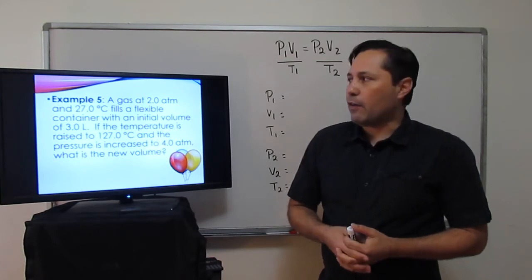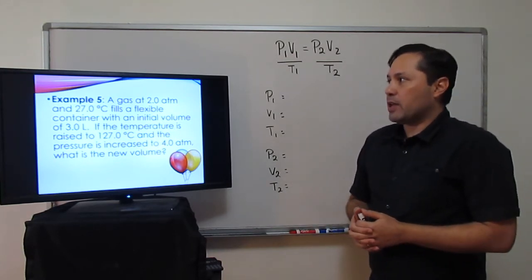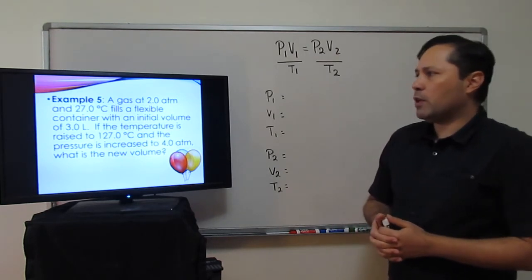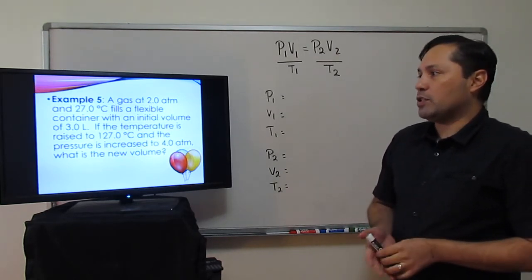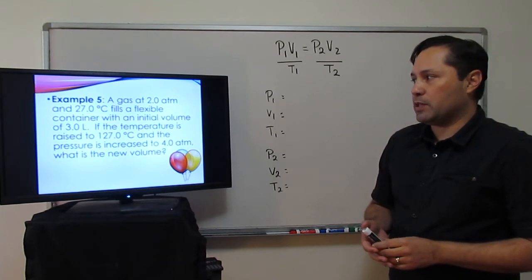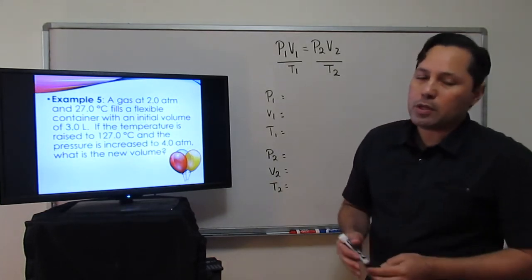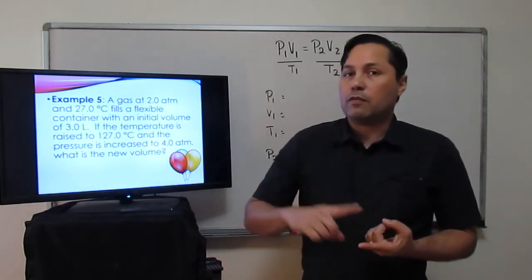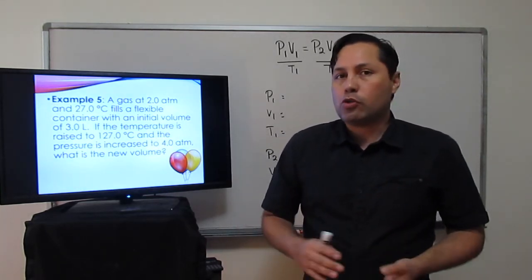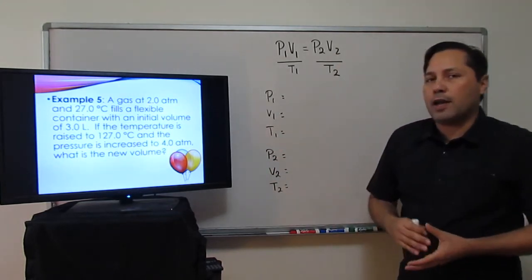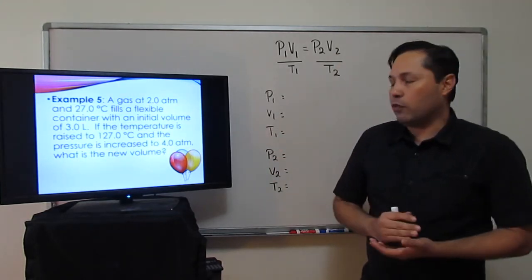In example 5, we're asked, a gas at 2 atm and 27 degrees Celsius fills a flexible container with an initial volume of 3 liters. If the temperature is raised to 127 degrees Celsius and the pressure is increased to 4 atm, what is the new volume? So we've got 3 things at play here. We've got volume, temperature, and pressure. So we're going to use the combined gas law formula, here it is, to solve for this new volume.